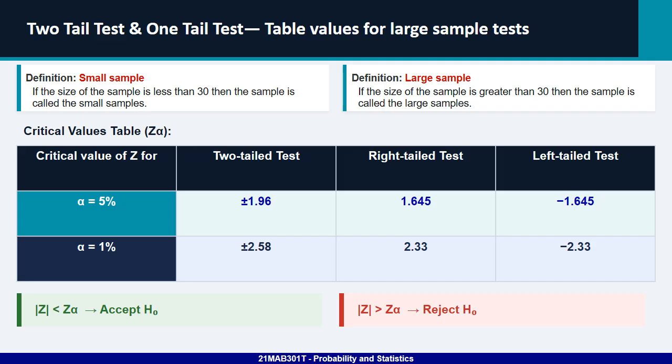So for a two-tailed test at 5% significance, Z alpha is going to be plus or minus 1.96, and at 1% significance, Z alpha is going to be plus or minus 2.58. For a right tail test, that is one tail on the right, at 5%, Z alpha is going to be 1.645, and at 1%, Z alpha is going to be 2.33. And for a left tail test, that is one tail on the left, at 5%, Z alpha is going to be equal to minus 1.645, and at 1%, Z alpha is going to be minus 2.33. So this table is essential for drawing conclusions in every problem. Therefore, these values should be memorized.